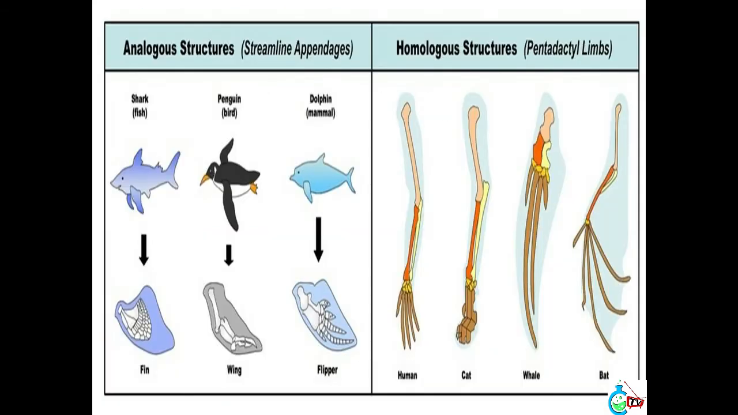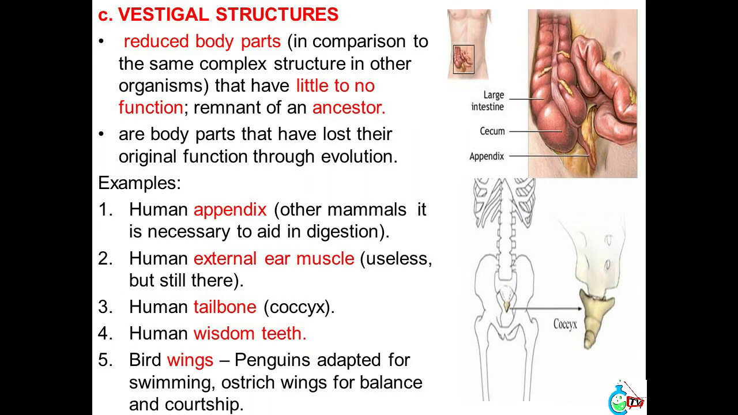The comparison of analogous and homologous structures. C. Vestigial structures: reduced body parts, in comparison to the same complex structure in other organisms, that have little to no function, remnant of an ancestor. Are body parts that have lost their original function through evolution.